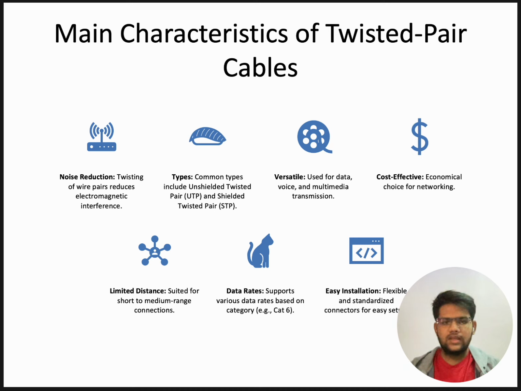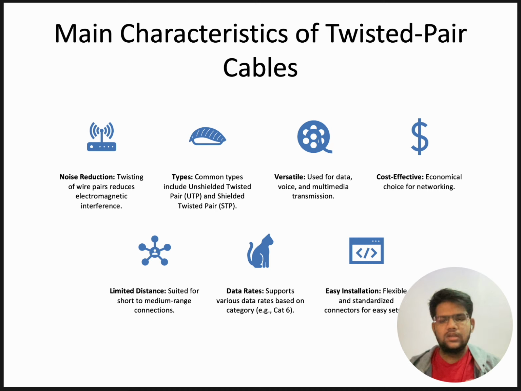Now, let's see the main characteristics of twisted pair cables. Those are noise reduction, types, versatile, cost effective, limited distance, data rates, easy installation. Let's discuss them one by one. First, noise reduction. Twisted pair cables reduce electromagnetic interference and radio frequency interference. Types. Twisted pair cable comes in two types. Those are unshielded twisted pair and shielded twisted pair. UTP is widely used, while STP provides additional shielding for extra protection.